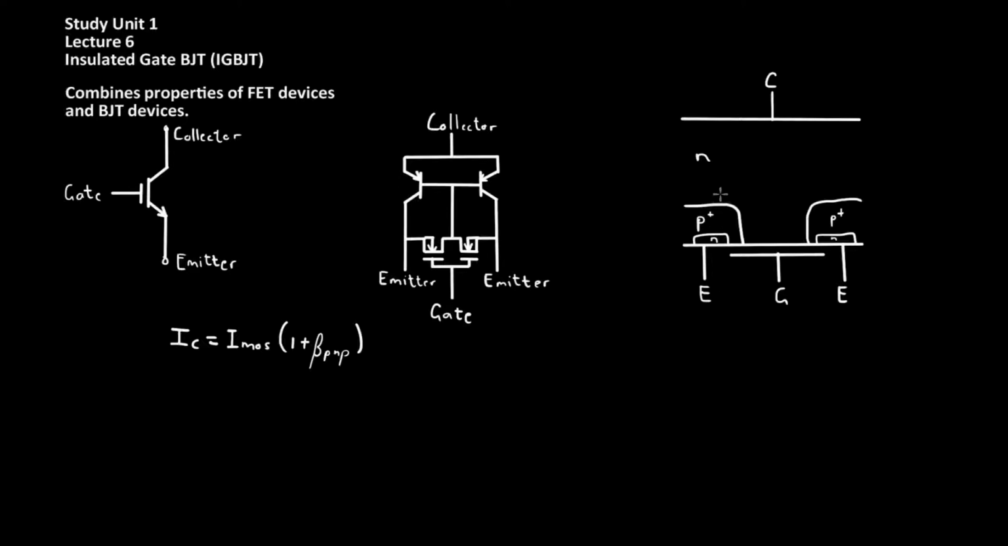The BJT structure can be seen here as having an N region, a P plus region, and at the emitter another N region. And then the channel which exists in the device is controlled by a gate over here.